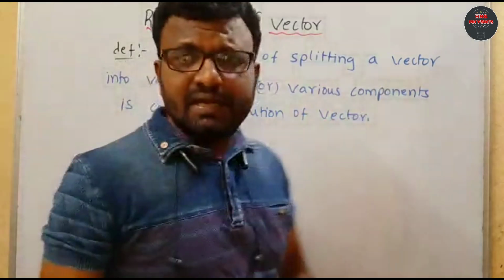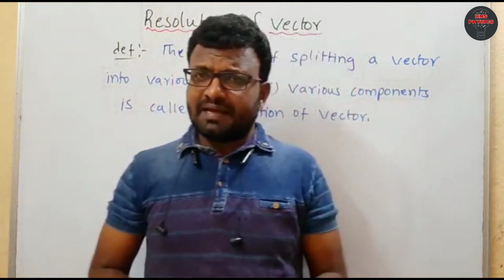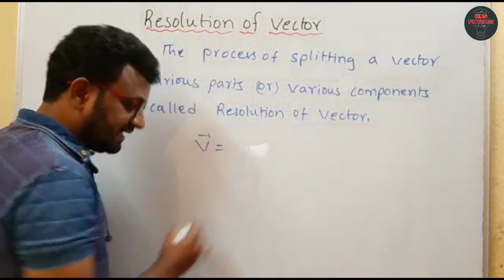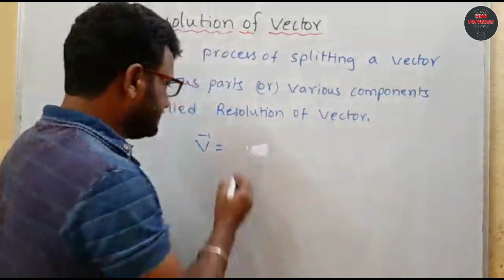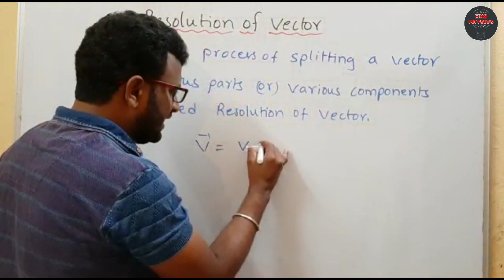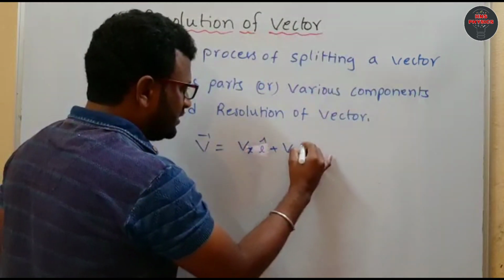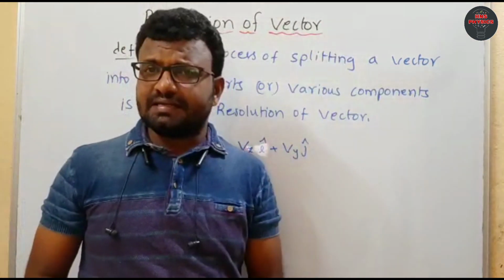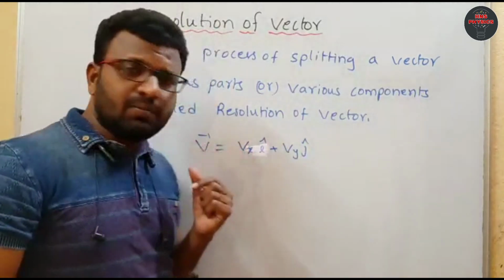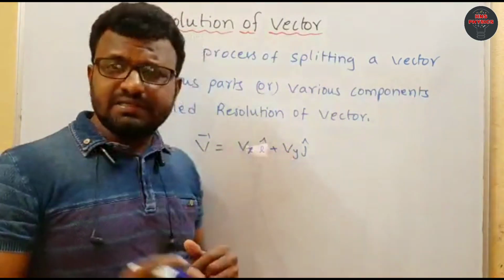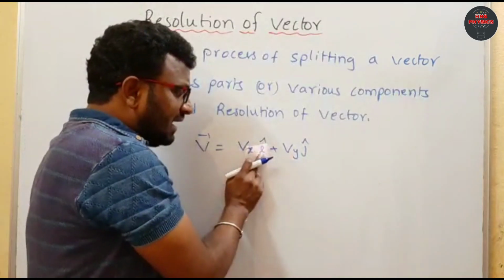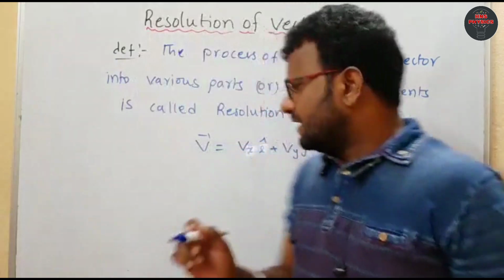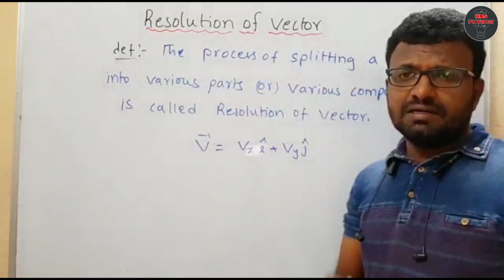So for example, I am taking a two-dimensional vector. Two-dimensional means, for example, velocity is a vector. That is v is equal to vx i cap plus vy j cap, where vx and vy are the components along the x-axis and y-axis. Vx is the component along the x-axis, vy is the component along the y-axis. Right, i cap is the unit vector along the x-axis, and j cap is the unit vector along the y-axis.